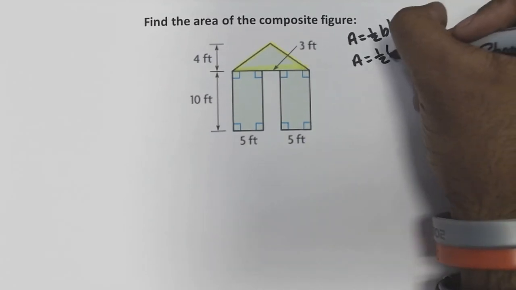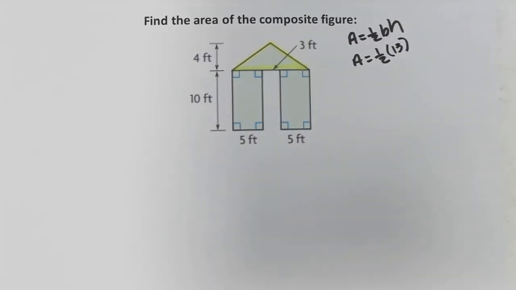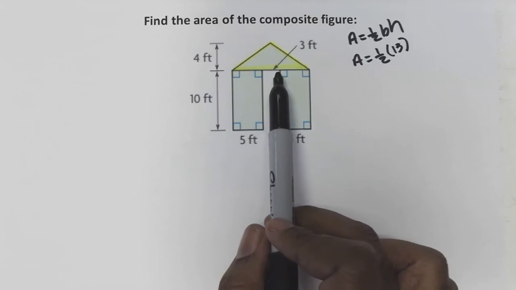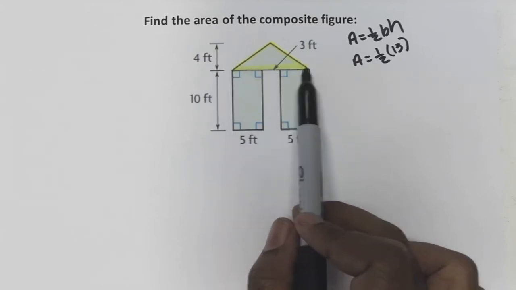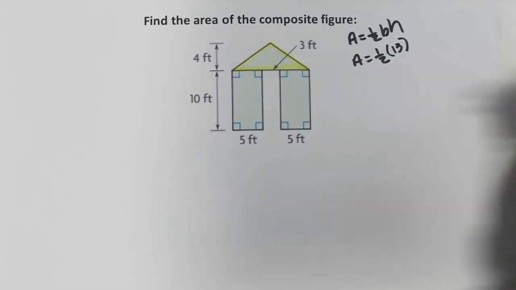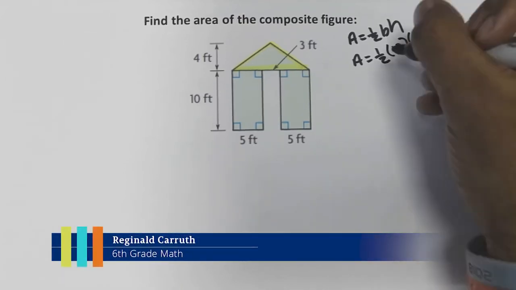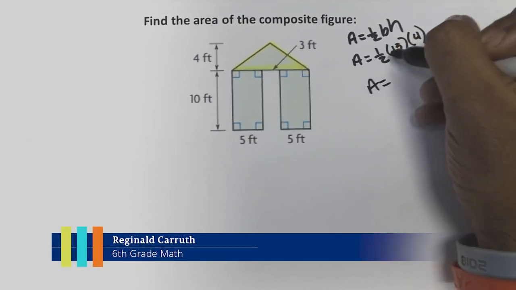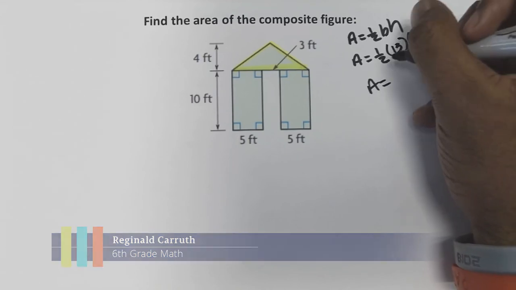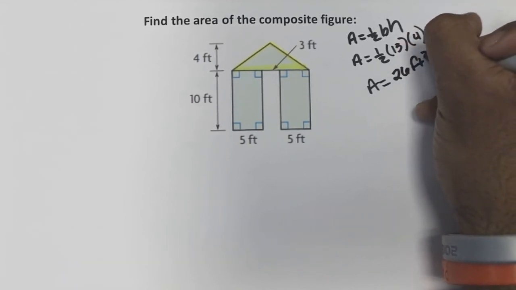Good, my base is 13. Why is it not 3? Correct, because this 3 is just a piece of the base, and the other pieces are equal to 5. So 5 plus 3 plus 5 is 13. Good job. What's my height? 4. So now I can solve. 1/2 times 13 times 4 is going to give me an area of 26 feet squared.